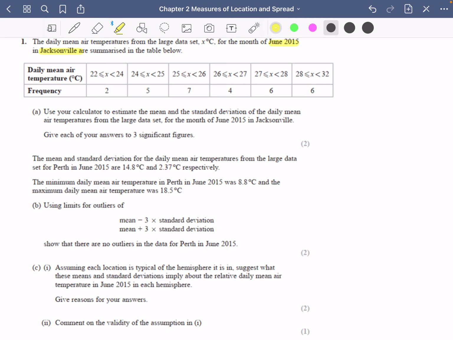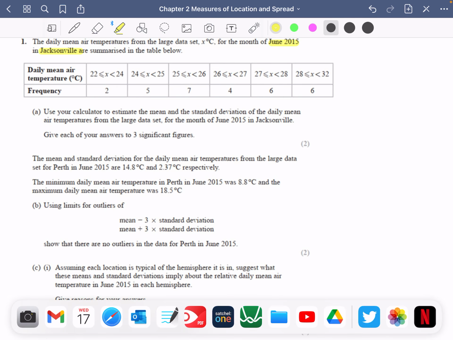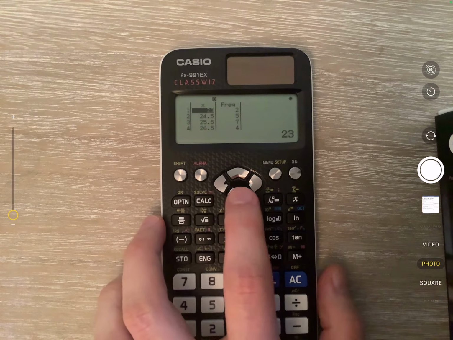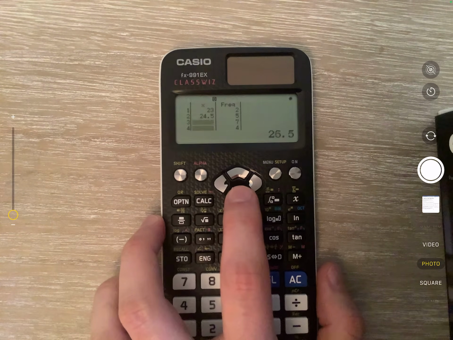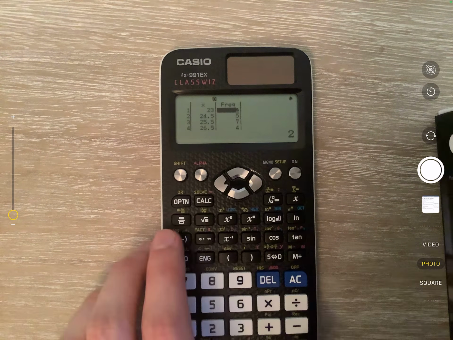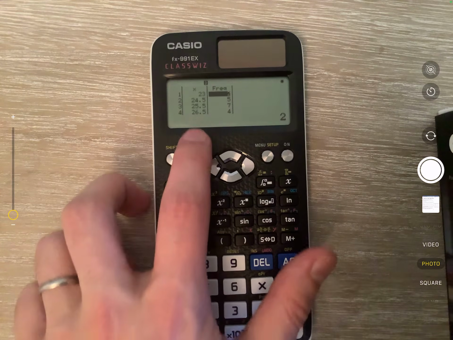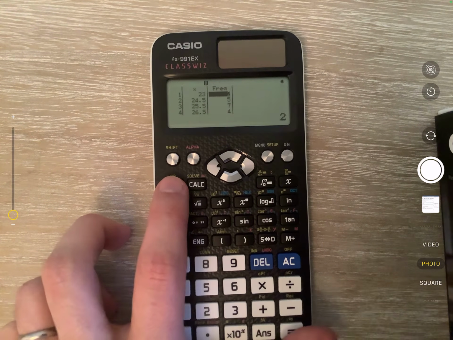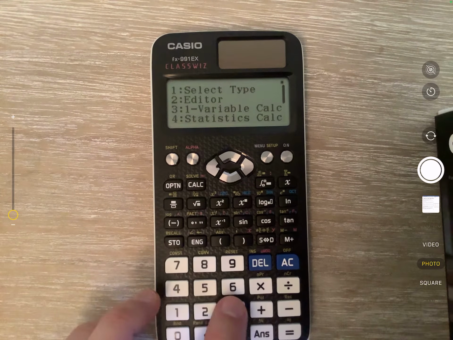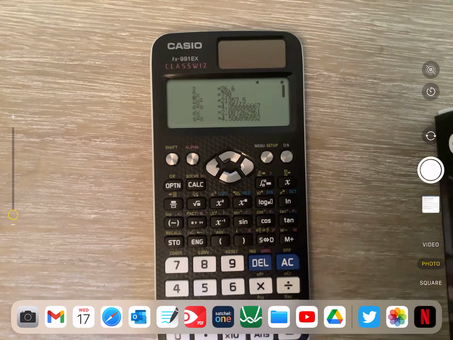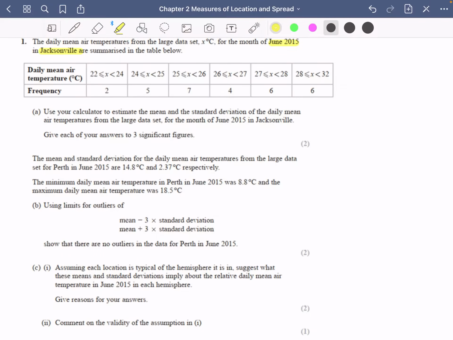I'll put the camera on, and I've used the midpoints, okay? So for the midpoints that I've got, you'll notice I've used 23, 24.5, 25.5, 26.5, 27.5, and 30. And you'll see that I've filled in all of the frequencies, okay? If you're not sure how to find the midpoint, just make sure you add the upper and lower boundaries and then divide by 2. So I'm going to go to one variable calculations, and I've got all of the information that I need there. Okay, so I'm going to just fill that in onto my page.